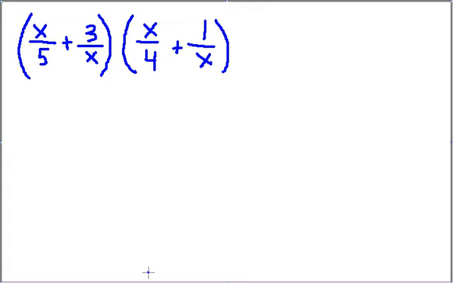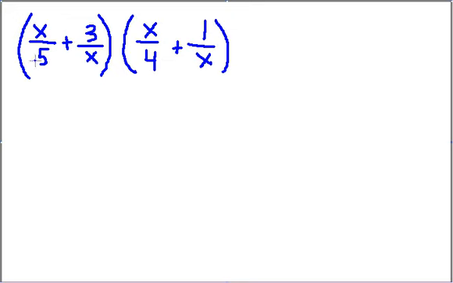Next, this one's a little bit more involved. What we have here is we could use the distributive property to perform this multiplication. We could go x over 5 times x over 4. We could then go x over 5 times 1 over x. Then we would take the 3 over x times the x over 4, and then the 3 over x times the 1 over x, and then we could approach it that way. But another method that we can use is to take each of these fractions within each of the parentheses and add them together first, combine them together. But in order to do that, we have to have like denominators.